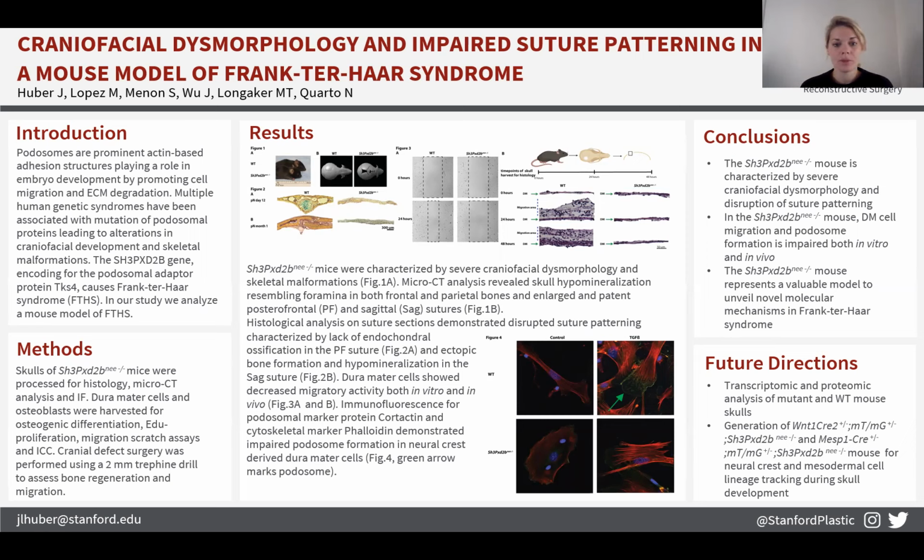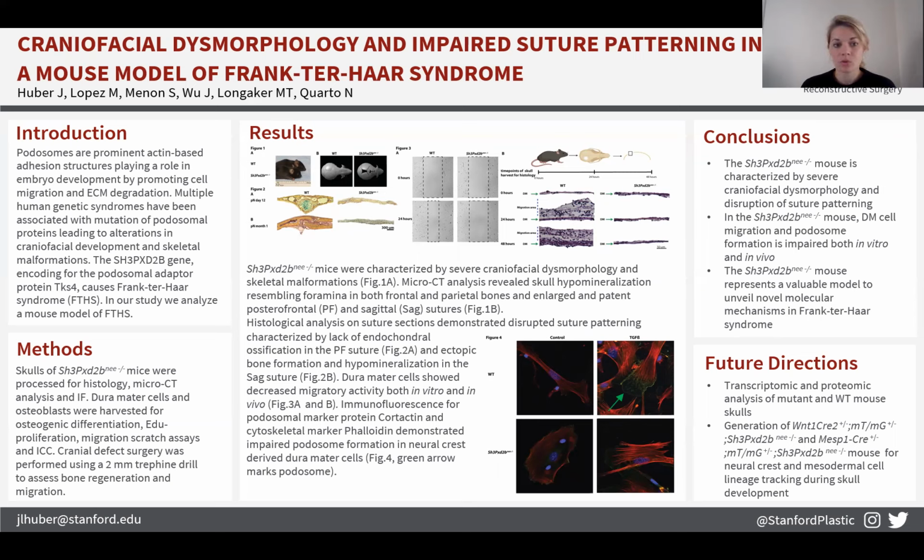We then moved on with histological analysis, and we performed pentachrome stain on histological sections of the PF suture, which you can see in figure 2a, and the SAG suture in figure 2b. The PF suture has been analyzed during the time of endochondral ossification, so during the time of physiological fusion on postnatal day 12, and we can see cartilage formation in the wild-type mouse.